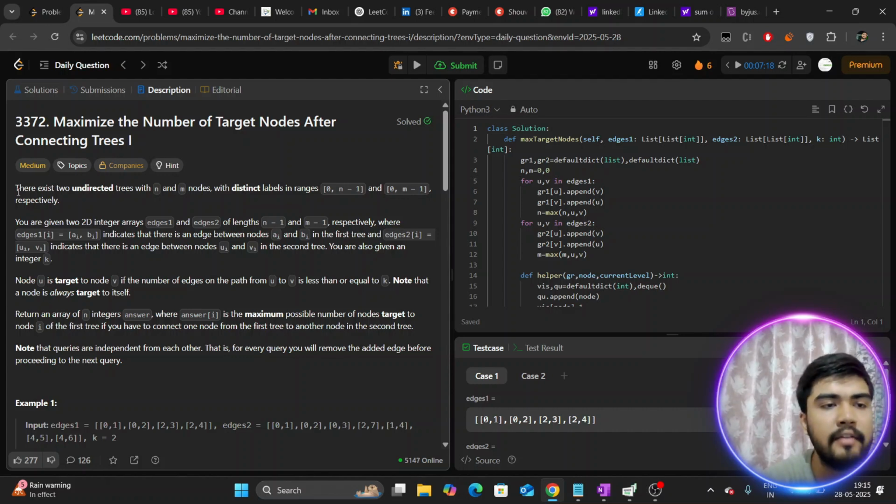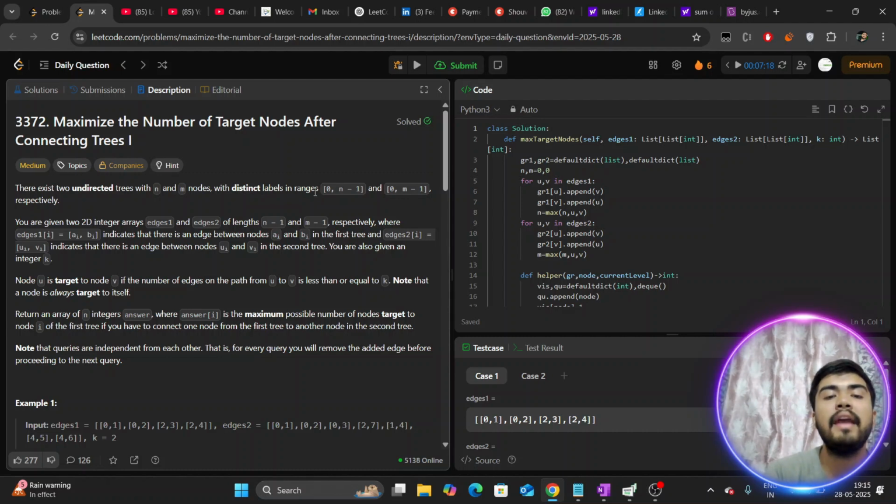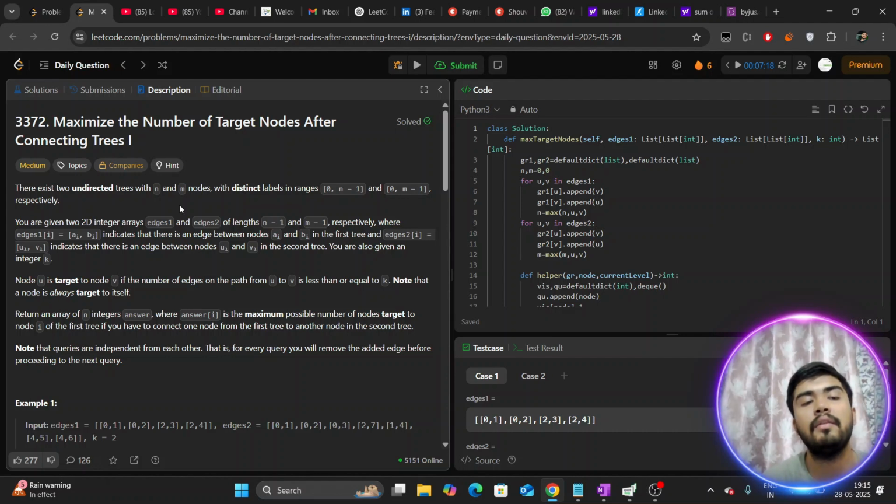So let's do that first. What they have given is: there exist two undirected trees with n and m nodes, with distinct labels in the range of 0 to n minus 1 and 0 to m minus 1. So they are basically giving two trees altogether. One contains n nodes and another contains m nodes, and they are numbered from 0 to n minus 1.